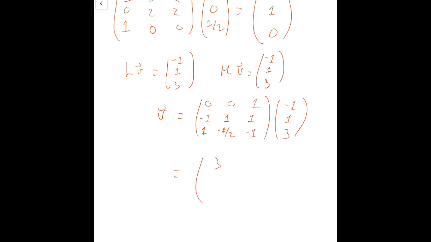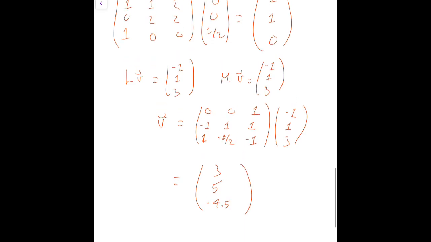So the top entry is going to be 3. The next entry is going to be minus 1 times minus 1, that's 1, plus 1 times 1, that's 2, plus 3, that's 5. And then in the bottom, let's take this slowly: minus 1 times minus 1, that's 1, minus 1 minus 1/2. That is minus 3/2, or minus 1.5. And then we're going to subtract off 3. So that is minus 4.5.